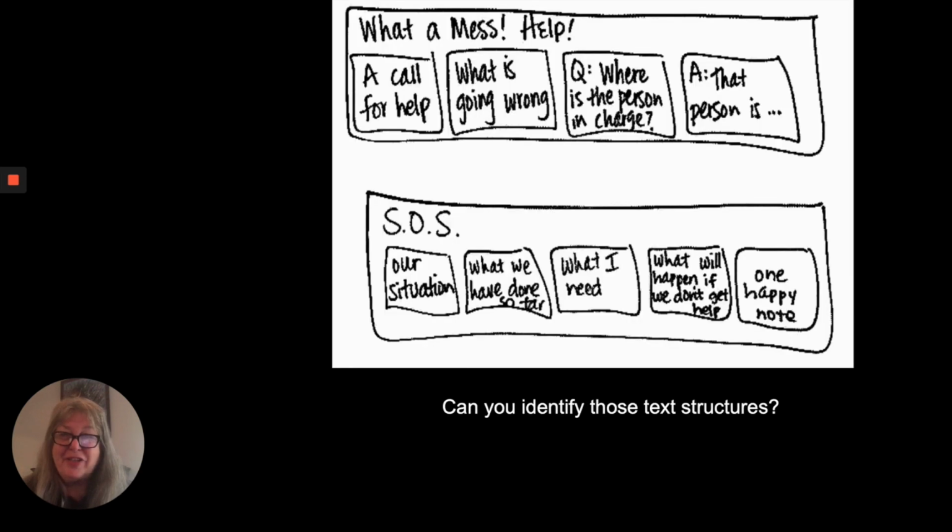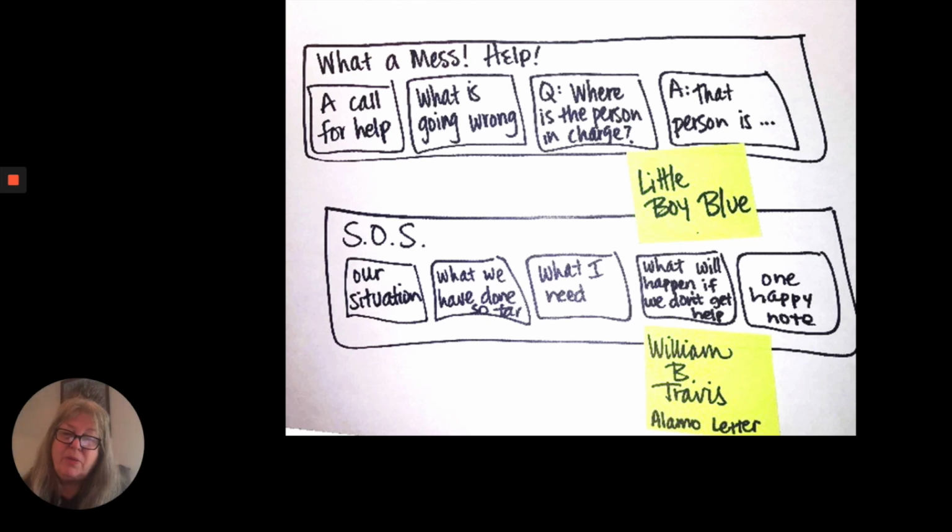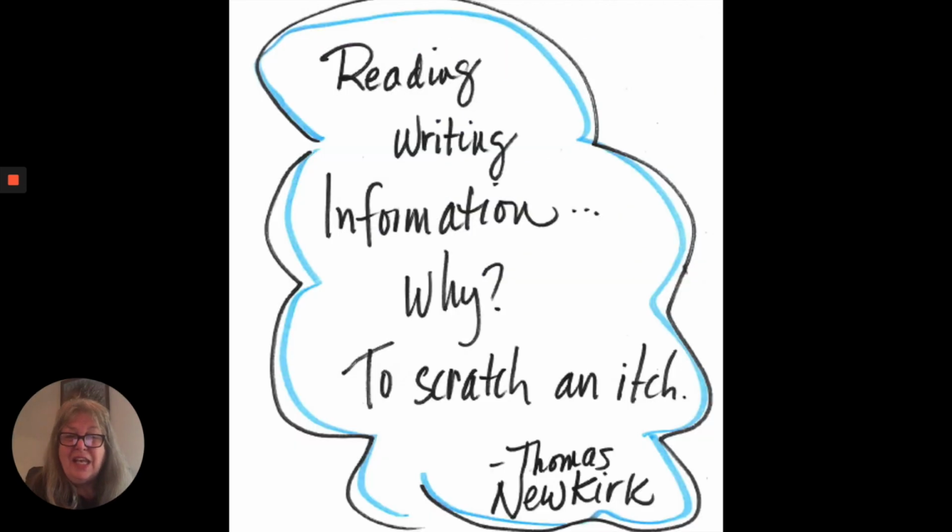Let's do one more. We can have some fun with these, calling them Name That Structure. Look at these two. Can you tell where they came from? Well, the top one is Little Boy Blue, Come Blow Your Horn. The bottom one, William Barrett Travis's Letter to the Alamo. We have these cataloged in two books. One is Text Structures from Nursery Rhymes. One is Text Structures from the Masters.